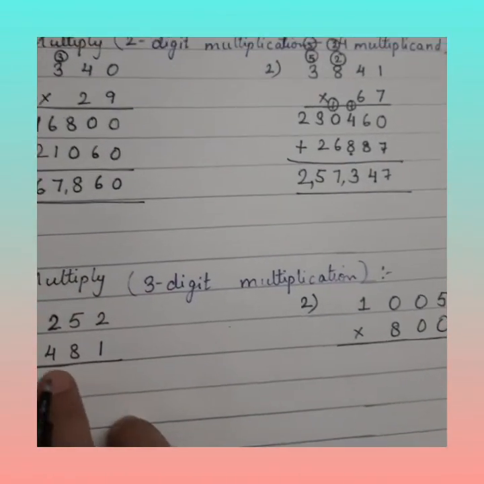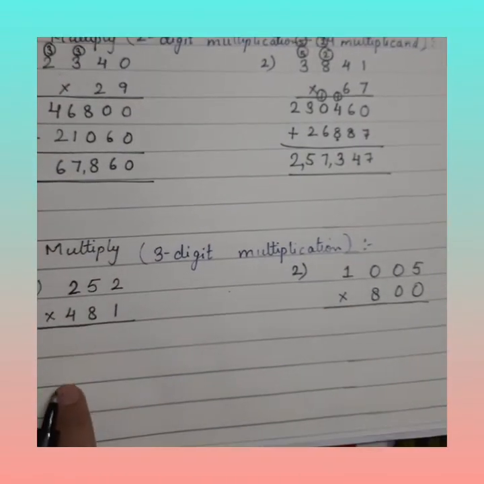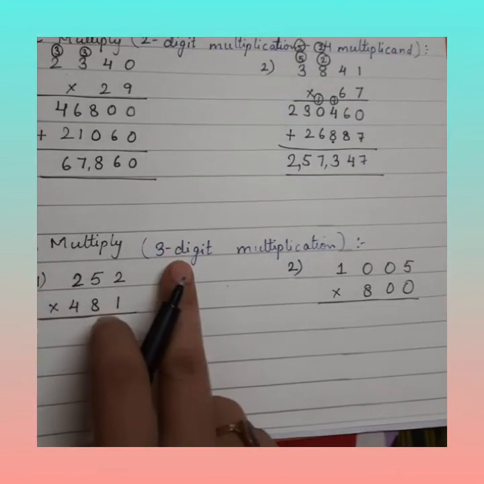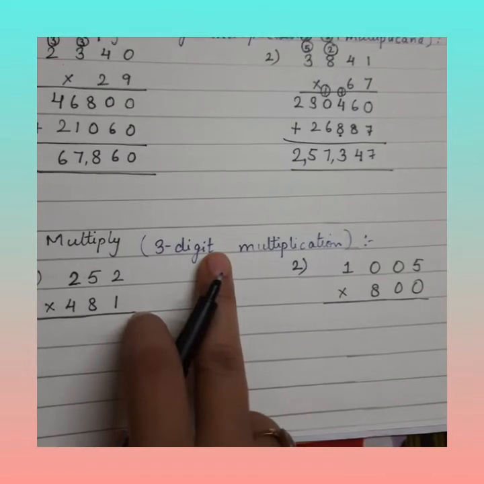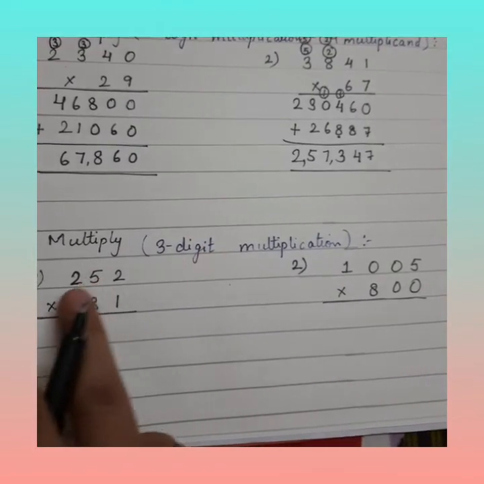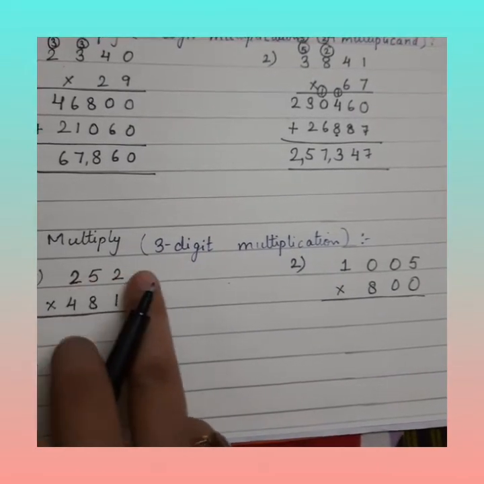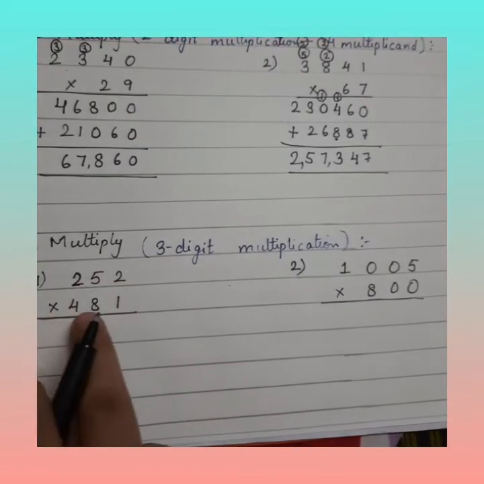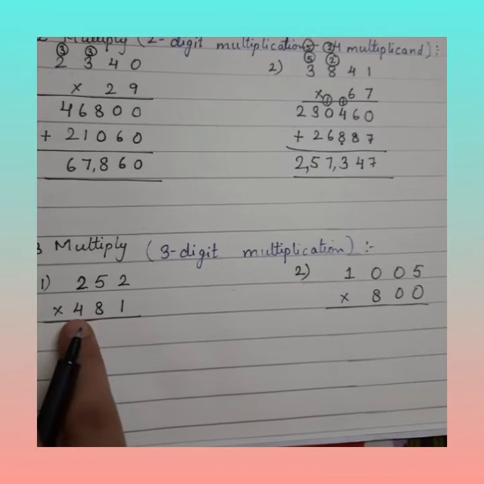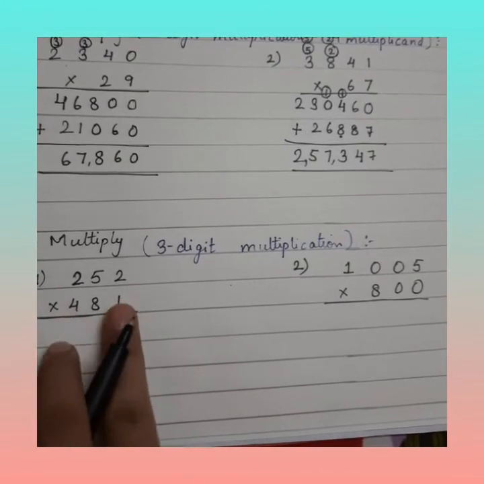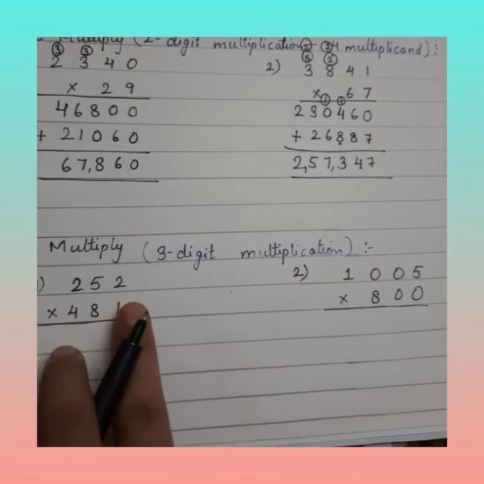Now one more type of multiplication is there in your syllabus, that is 3-digit multiplication. 3-digit, why I am saying? Not based on the number of multiplicand, it is based on the number of multiplier, 1, 2 and 3. So it is 3-digit multiplication.